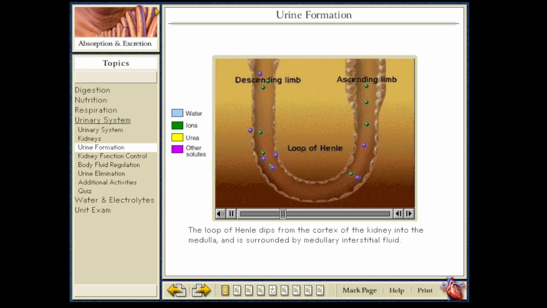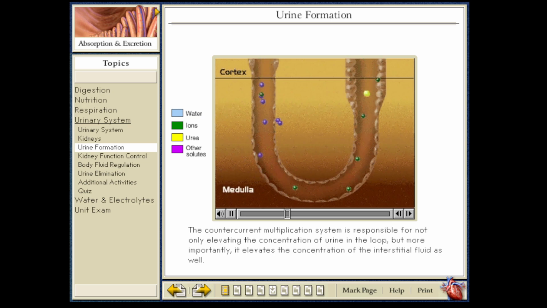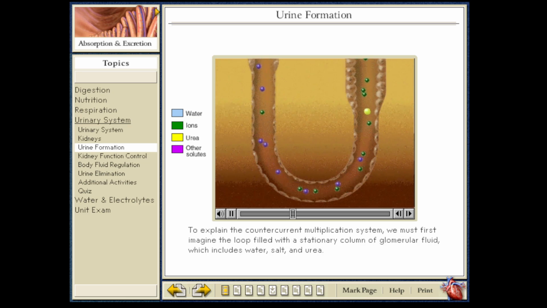The loop of Henle dips from the cortex of the kidney into the medulla and is surrounded by the medullary interstitial fluid. The countercurrent multiplication system is responsible for not only elevating the concentration of urine in the loop, but more importantly, it elevates the concentration of the interstitial fluid as well. To explain the system, we must first imagine the loop filled with a stationary column of glomerular fluid, which includes water, salt, and urea.